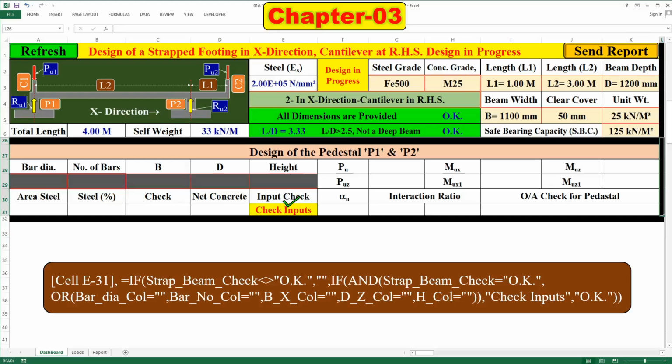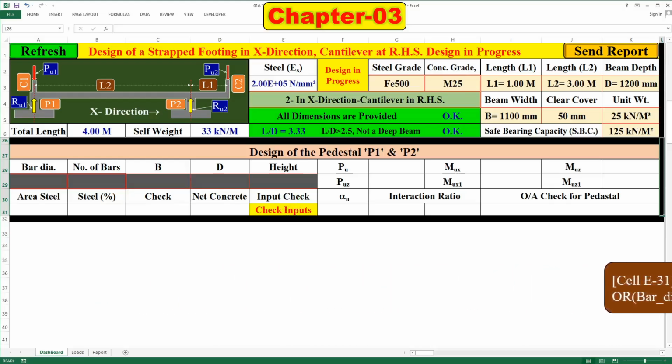The Excel formula for this cell is, if strap_beam_check is not equal to OK, this cell will remain blank. If strap_beam_check equals OK, and any of the input cells are blank, then Excel will type here check inputs. Otherwise, it will type OK.